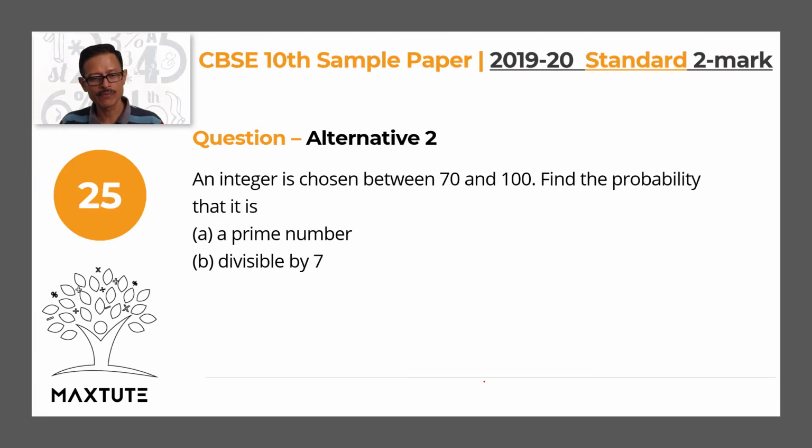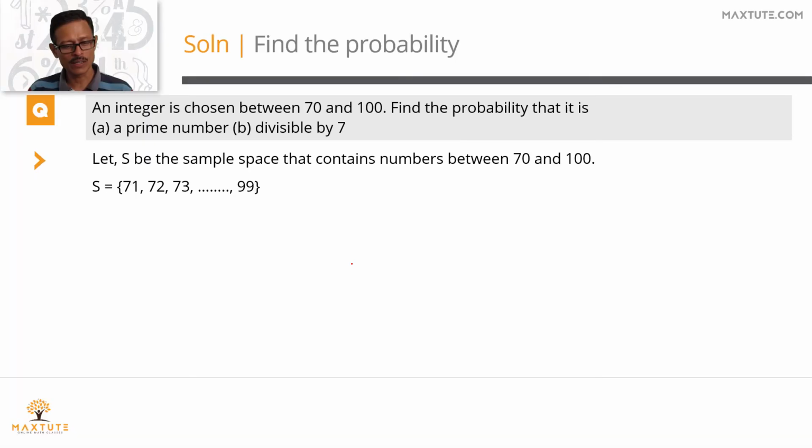So move on to the second alternative. An integer is chosen between 70 and 100. Between, keep this in mind, will not include 70, will not include 100. Start from 71, will go all the way up to 99. We need to compute that the integer chosen is a prime number. What's the probability of that? What's the probability that it is divisible by 7? Quickly run through it. Each part will give you 1 mark.